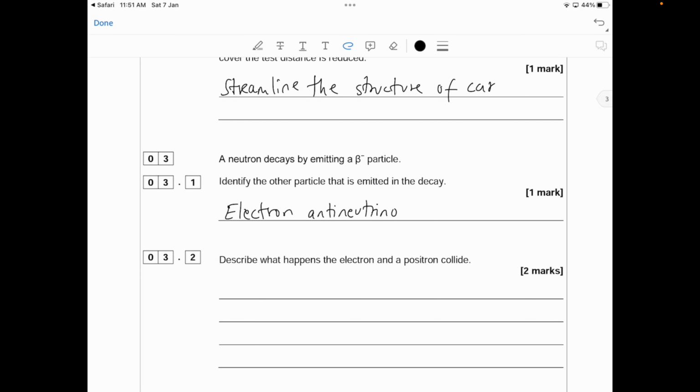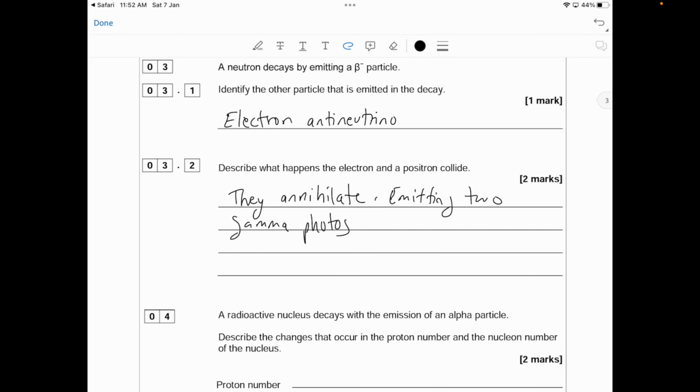Describe what happens when an electron and a positron collide. I think this question needs to be rephrased correctly. Describe what happens when an electron and a positron collide. So you need to describe that they annihilate, and they emit 2 gamma photons. So you can just write these words down for 2 marks. That should be better. Alright, so let's move on to question 4.